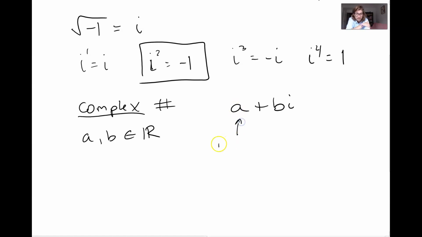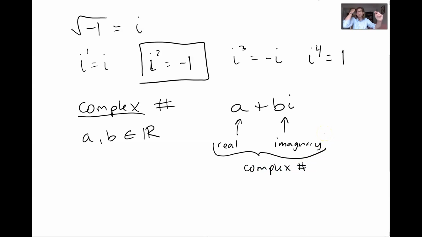This a is the real part. This bi is the imaginary part. And together, the real and imaginary parts make our complex number. So when I say complex number, I am referring to both the real and the imaginary part. So if you were to think about it, every number that we use is a complex number. All real numbers are complex numbers, because if you had the number 2, well, that's just 2 plus 0i. Or if you had pi, it's pi plus 0i. All numbers are complex numbers, but that's not the biggest deal in the world.